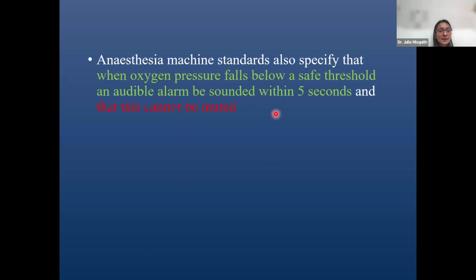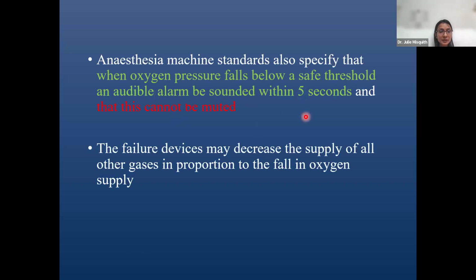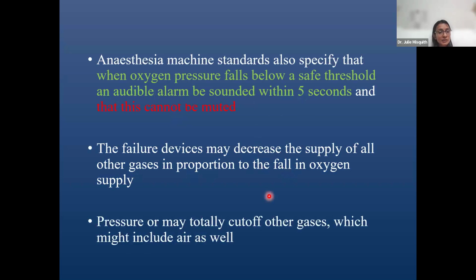It also suggests that this audible alarm should be sounded within 5 seconds and that it should not be muted. The failure devices may decrease the supply of all other gases in proportion to the fall in oxygen supply. Pressure may decrease, or even total cutoff of the gases might occur, which may include air as well. So we have to be sure that there is an auxiliary supply in case this happens, so the patient does not develop hypoxia.